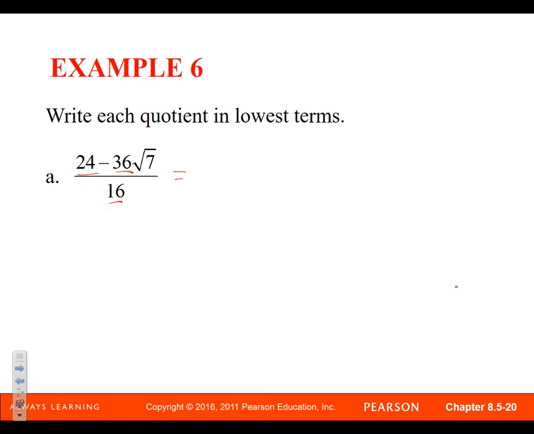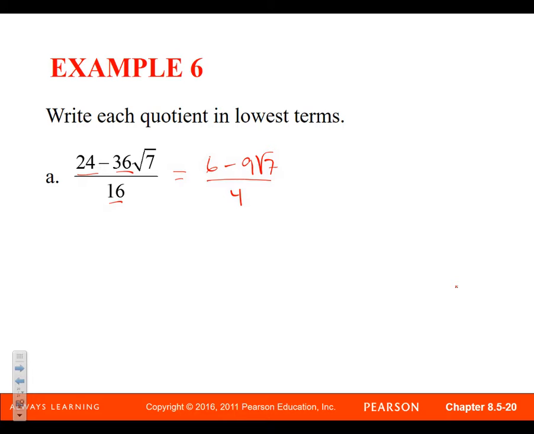If we divide all of those things I underlined by 4, we would get 6 minus 9 square root of 3, and then 4. Correct? Wait, where is that 3 from? Is it square root of 7 or 3? Oh, sorry. I don't know why I put 3 there. I apologize. I really have no idea. My other self was taking over.